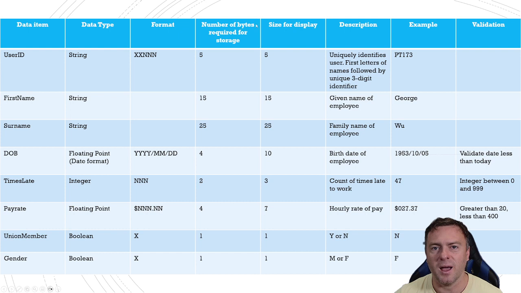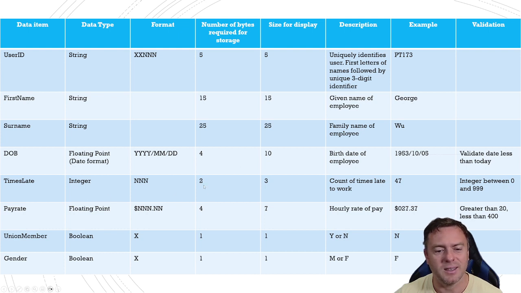So then we have the number of bytes and the size for display. A string generally has 1 byte per character. In this case, we've got 5 characters, so that's why it requires 5 bytes, and then the same for display. That's the same for first name and surname, but then date of birth is a little bit different. You notice here that it's stored as a floating point. A floating point only requires 4 bytes, which is why that's quite small. But then when you output it, for the size of the display, you can see that it has to have 10 characters that go inside the string. So because of that, that's why that's gone from 4 to 10.